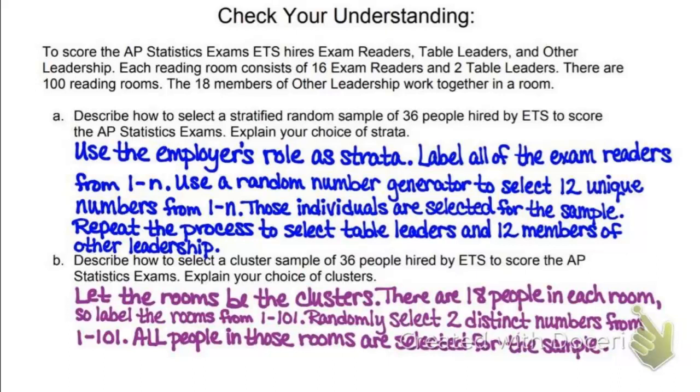So let the rooms be the clusters. There's 18 people in each room. Label the rooms from 1 to 101. Randomly select 2 distinct numbers from 1 to 101. All the people in those rooms are selected for the sample. So there's 100 reading rooms, and then there's this other room, so there's 1 more room on top of that.